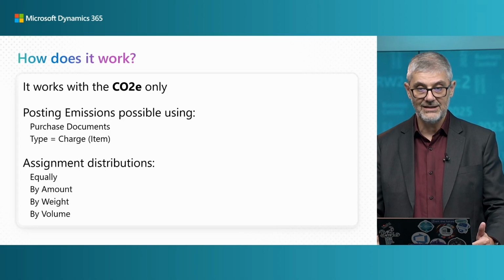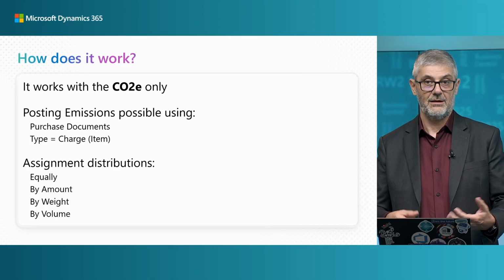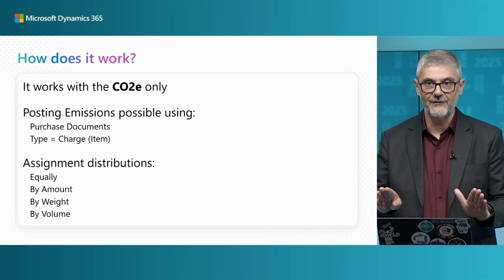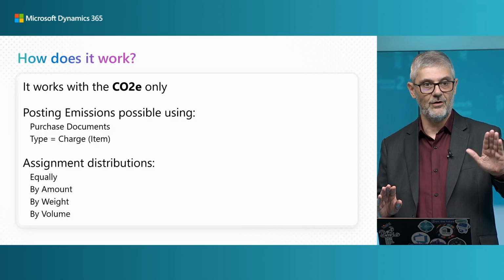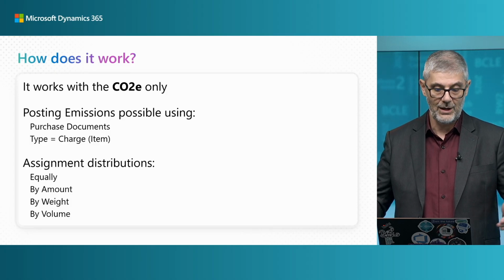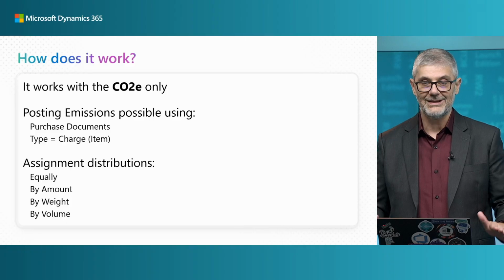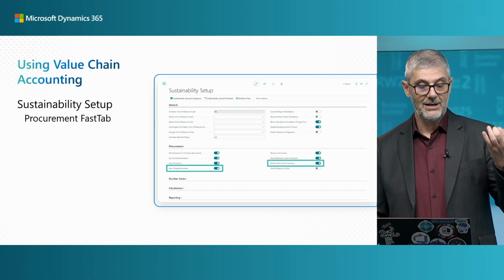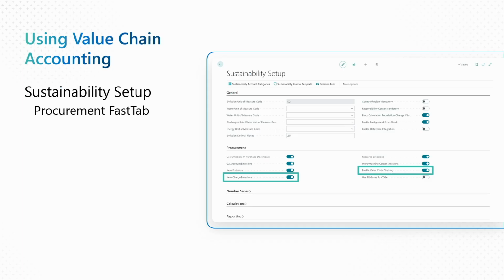And when you have item charge for both cost, expenses, and for gas emissions, you can assign the same model. So there is no difference when you assign. The same way it works for financial amounts, it will work for emissions as well. So you can use equally, by amount, by weight, or volume. All types are covered absolutely the same. So what do you need to do? You just need to enable, in the sustainability setup, in the procurement tab, item charge, and you need to enable item tracking in emissions. So once you complete it, you can use it. Now my colleague will show you how it works in practice.